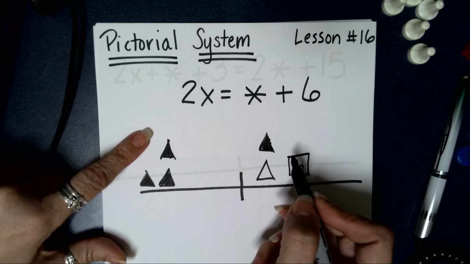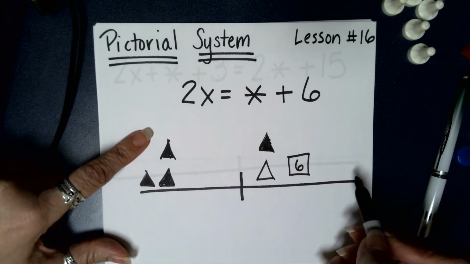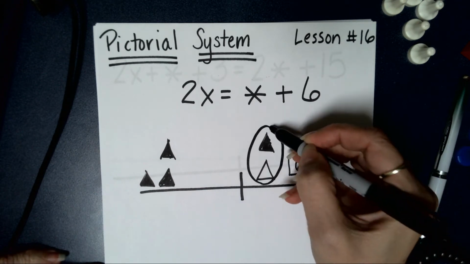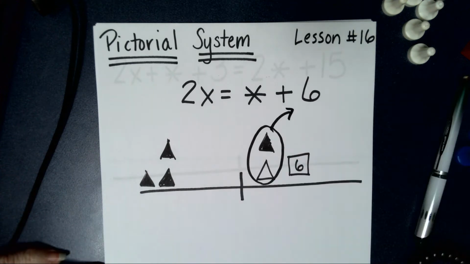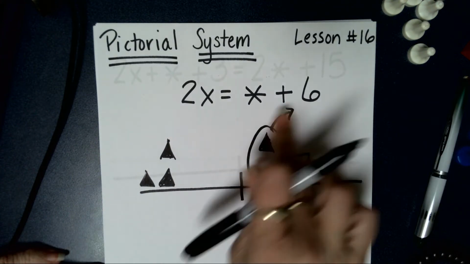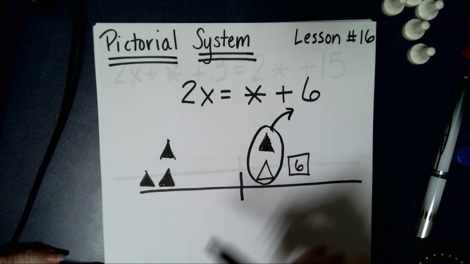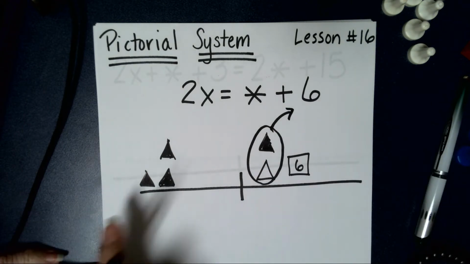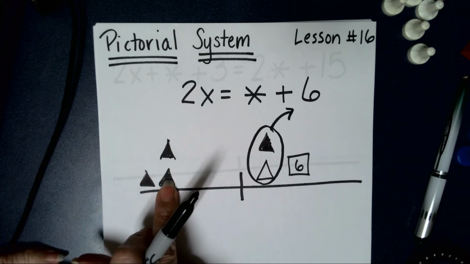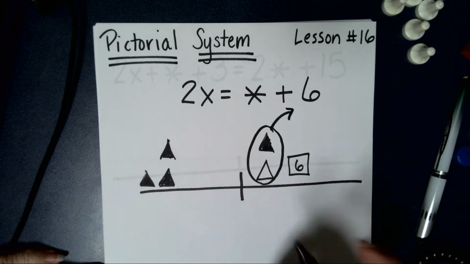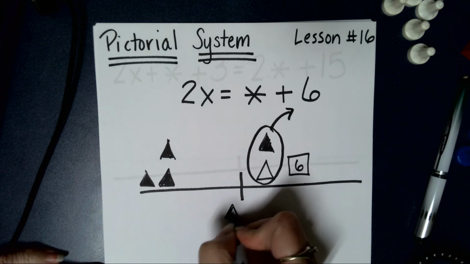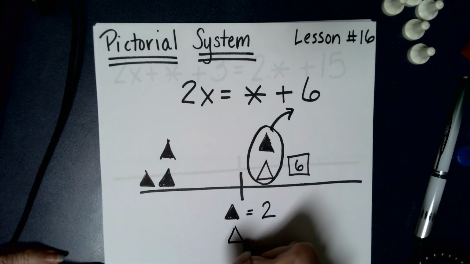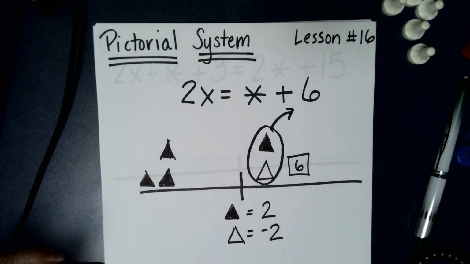So my scale is still in balance, but now I have a zero pair that I can take off. So I just remove that zero pair by drawing a circle around it, kind of like a lasso, and an arrow off. So that now leaves me with 3 pawns equals 6. So my pawn is equal to 2. My star is equal to -2.